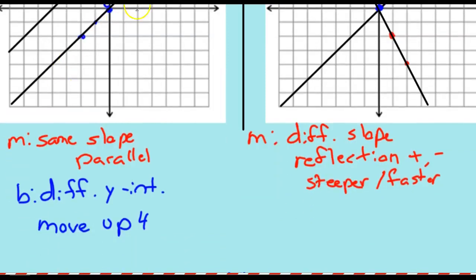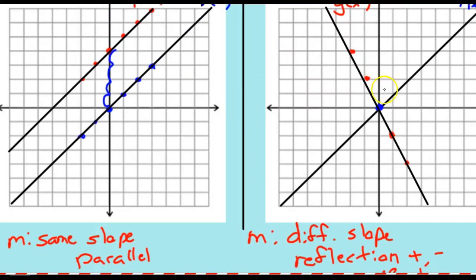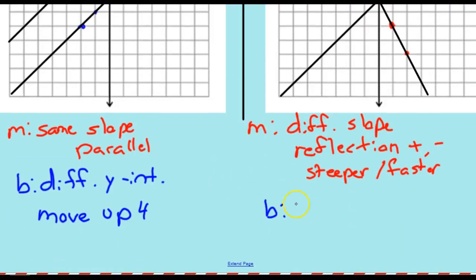Finally, we got to look at our b. So we're looking at our y-intercepts, and it looks to me like they cross at the same spot. So we have the same y-intercepts.